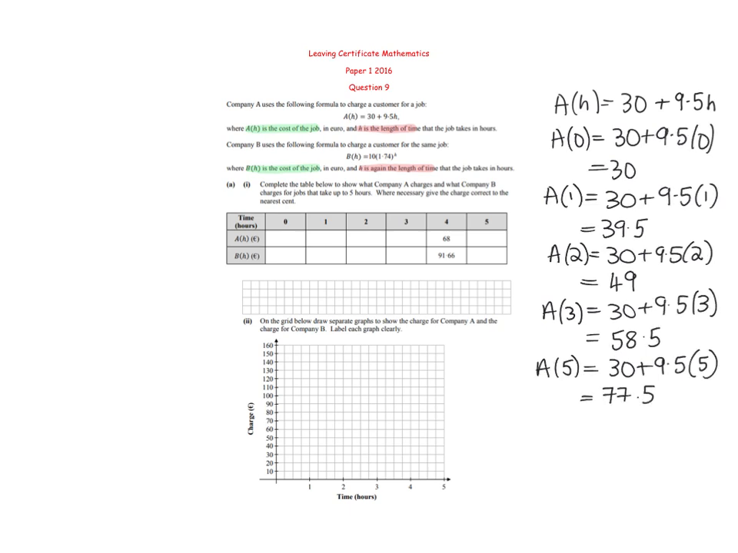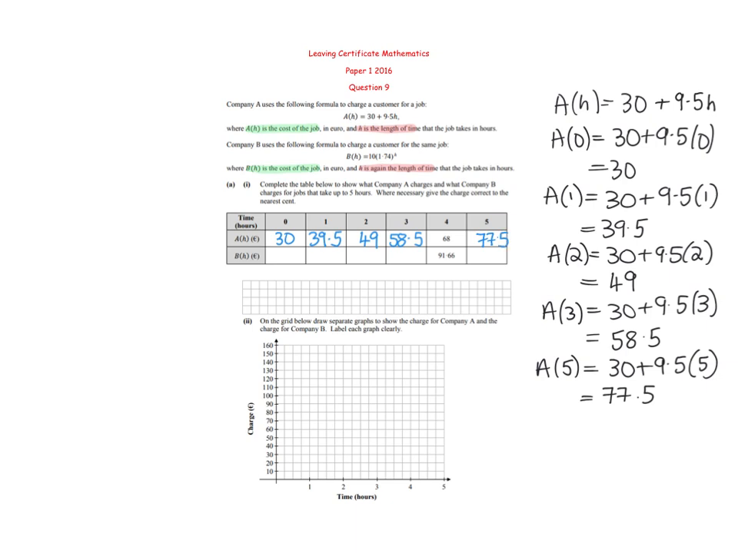Then we need to fill it into the table. So A of 0 is 30. A of 1 is 39.5. A of 2 is 49. A of 3 is 58.5. And A of 5 is 77.5.